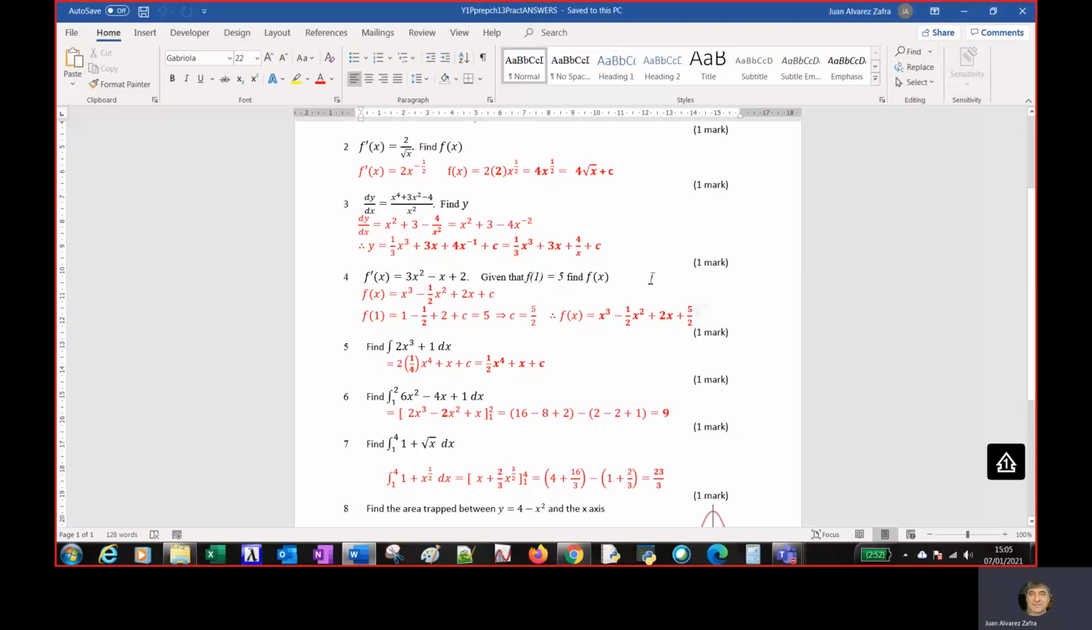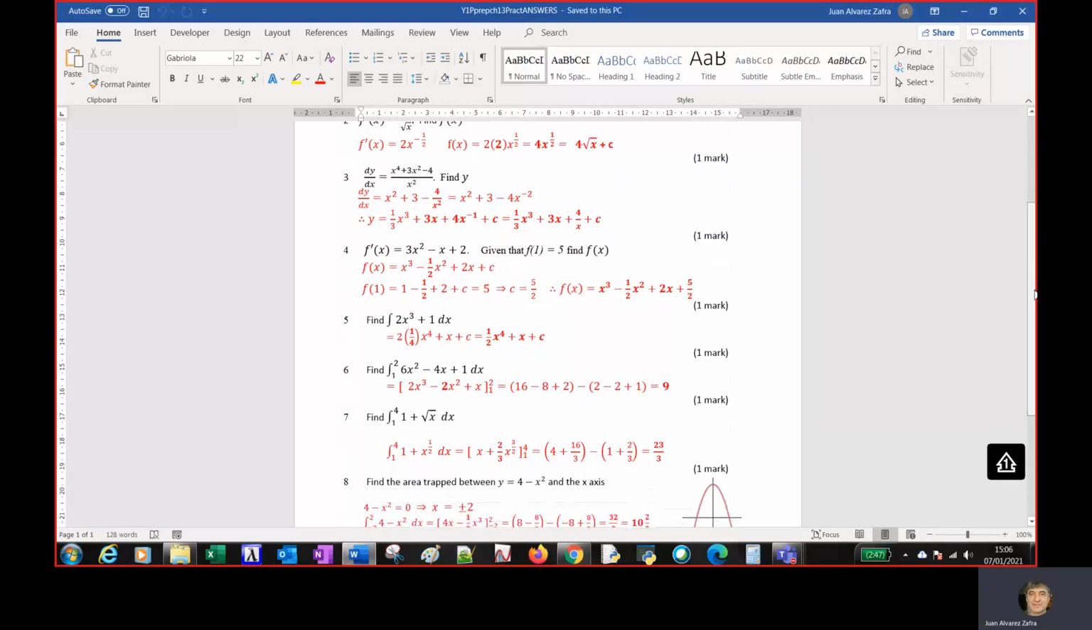So this is the function which, when differentiated, gives us 3x squared minus x plus 2, but also has the boundary or constraint condition that f of 1 equals 5. And we can check that by putting 1 in here and seeing that we get 5 coming out.